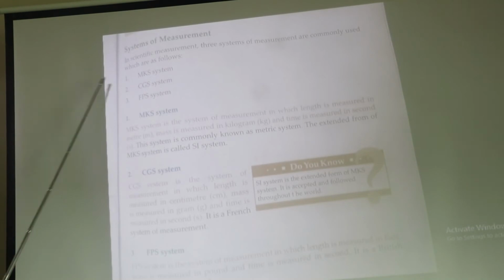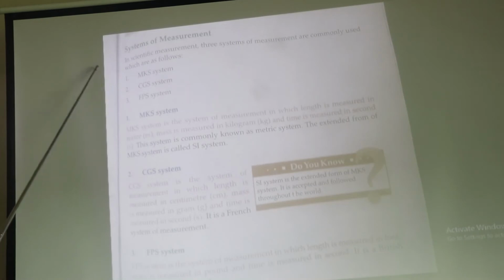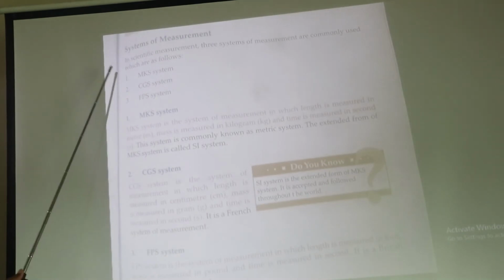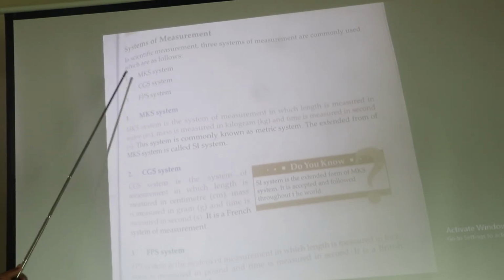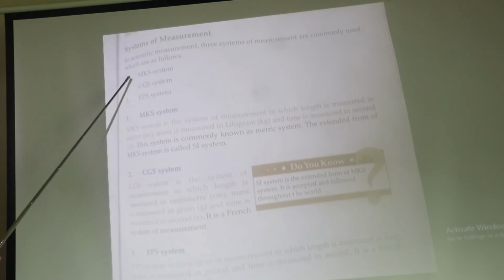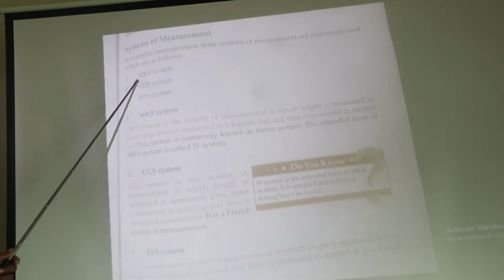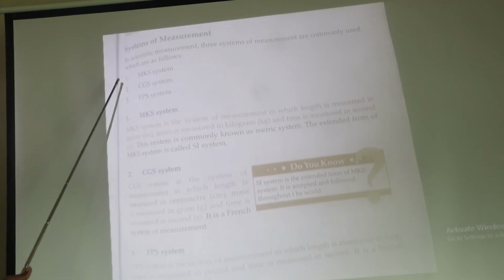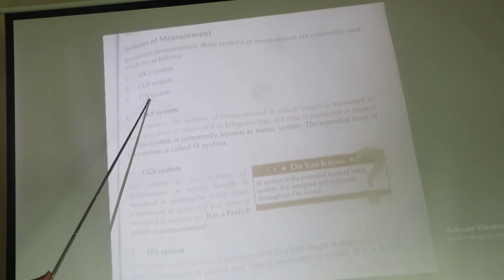Now we are going to the topic of systems of measurement. In scientific measurement, three systems of measurement are commonly used, which are as follows. Number one, MKS system, capital M, capital K and capital S. Number two is CGS system and number three is FPS system.